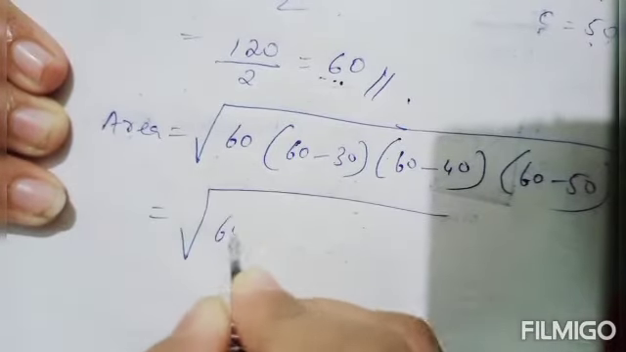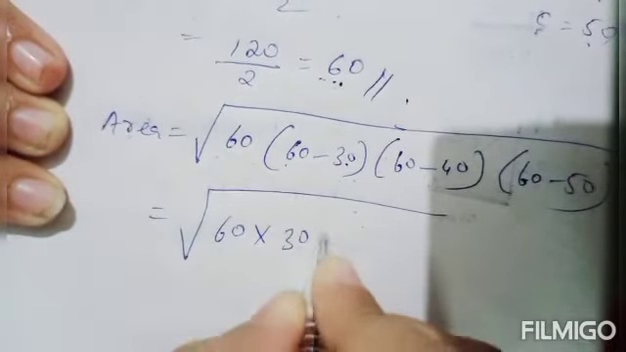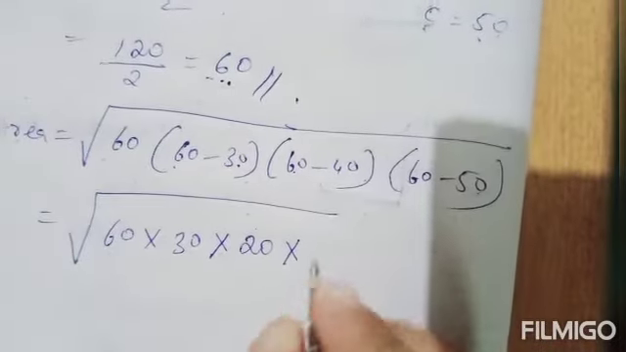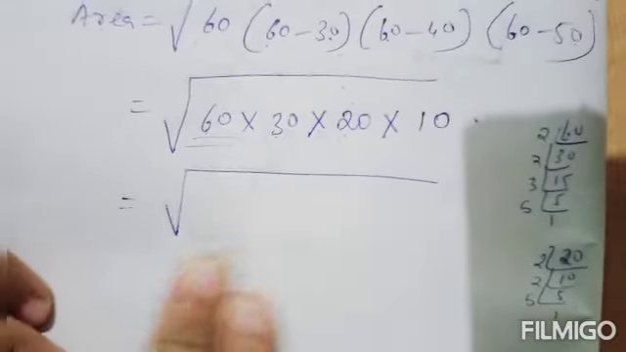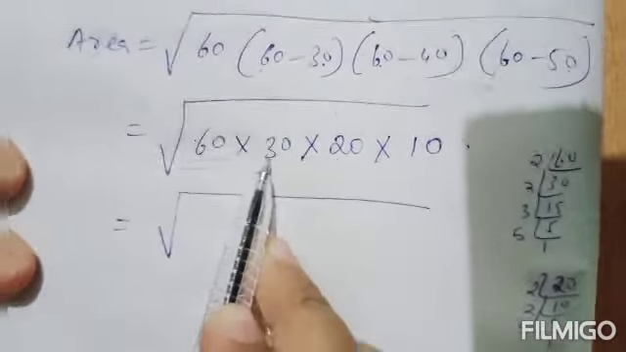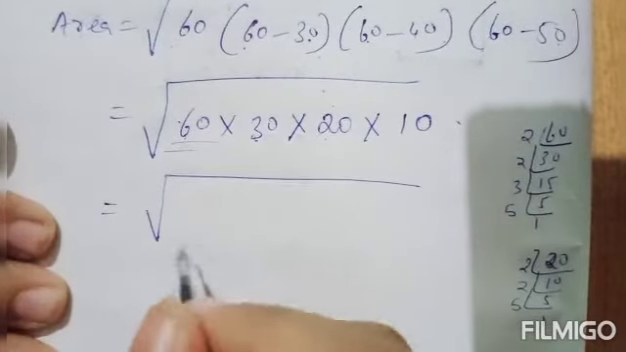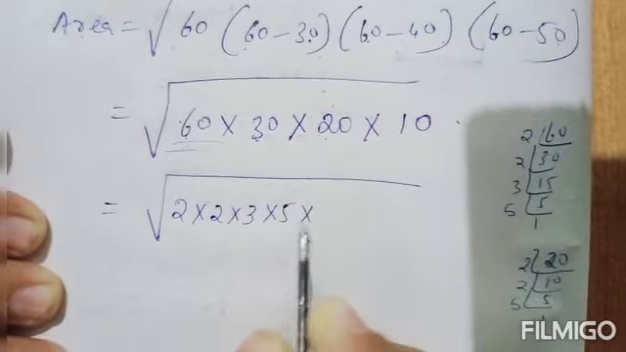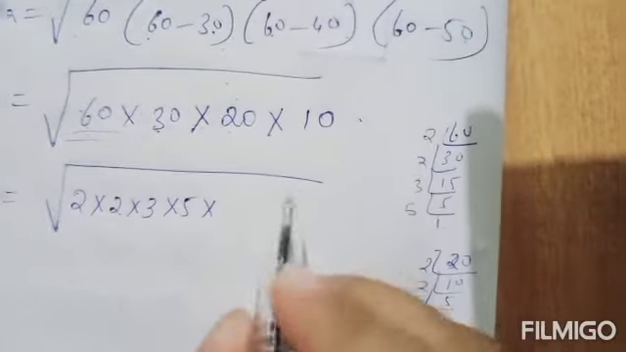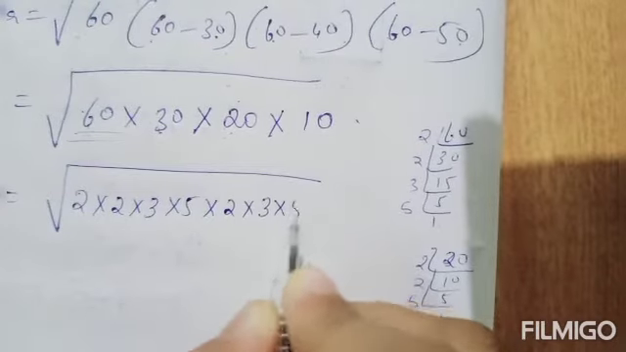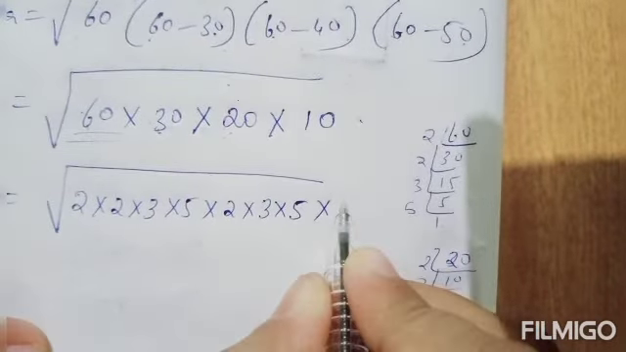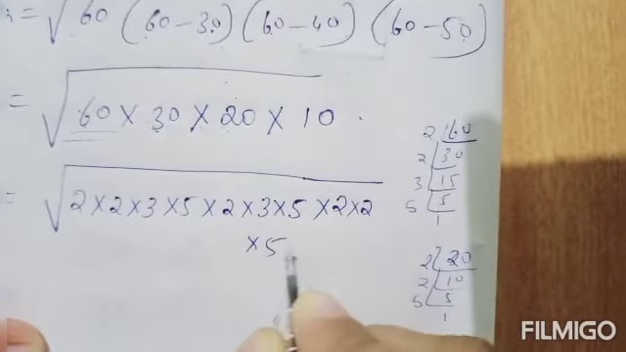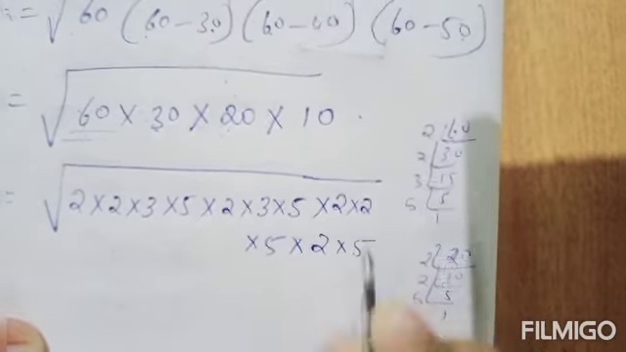That is root of 60 into 60 minus 30, it is 30, into 60 minus 40, it is 20, into 60 minus 50, it is 10. Now you can do the prime factorization of 60, 30, 20 and 10. So 60, its prime factorization, it is 2 into 2 into 3 into 5, 30 it is 2 into 3 into 5, 20 it is 2 into 2 into 5. Now 10, it is 2 into 5.